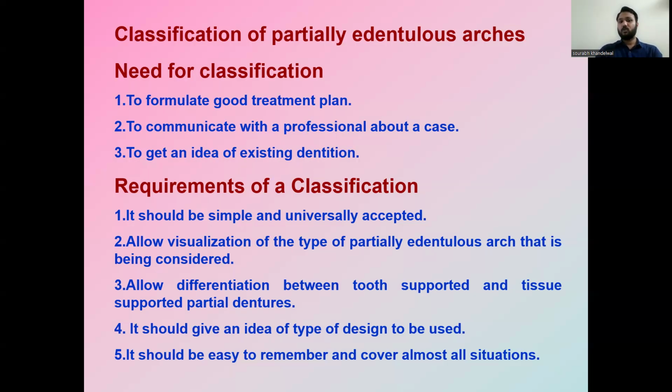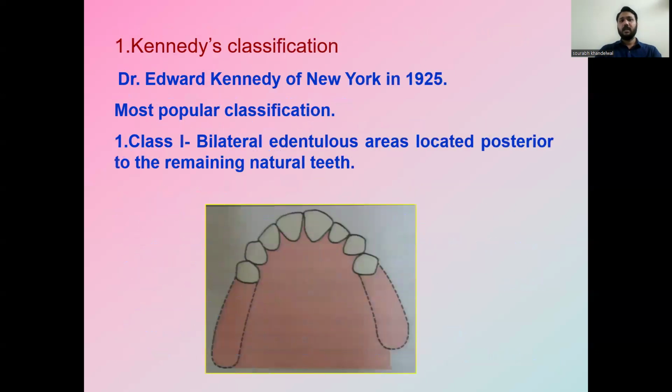Then it also allows us to visualize what type of partially edentulous arch is being considered. And it allows differentiation between tooth supported and tissue supported partial dentures, and it should give an idea of type of design to be used. It should be easy to remember and cover almost all situations.